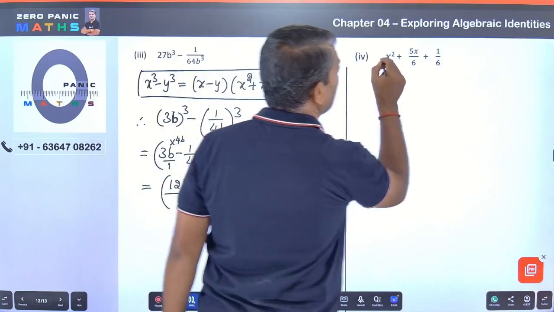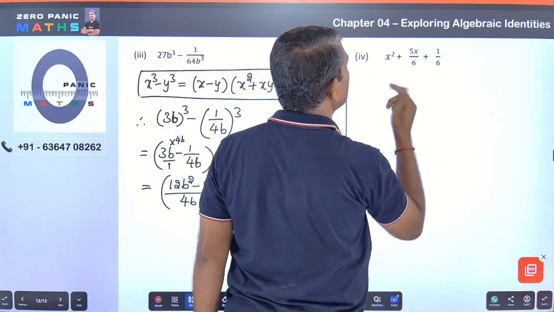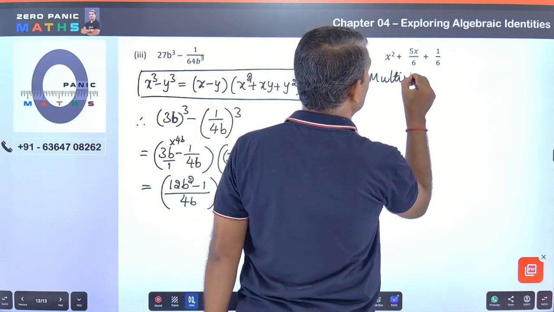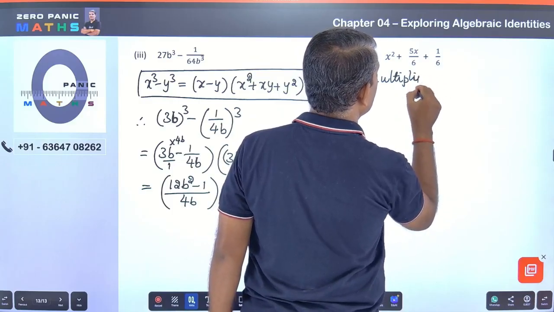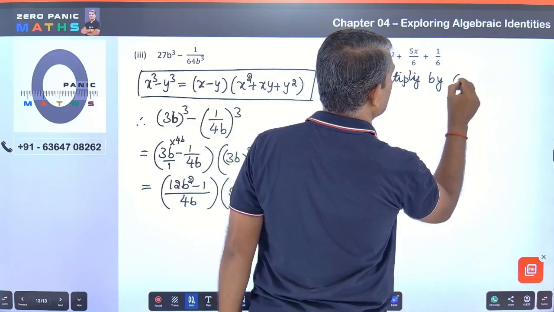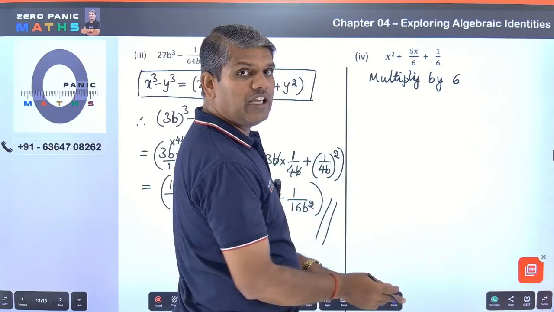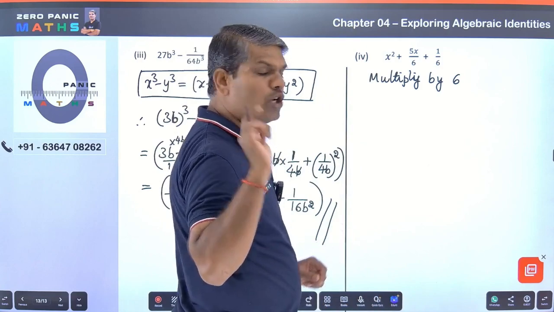Okay, so let me multiply by 6 so that these 6's in the denominator will get cancelled. That is how you can reduce this formula to a solvable algebraic equation. Okay, so multiply by 6. Later, when you multiply by 6 in the beginning, at the end you have to divide it by 6. Okay, the whole factor should be divided by 6. You should not forget it.